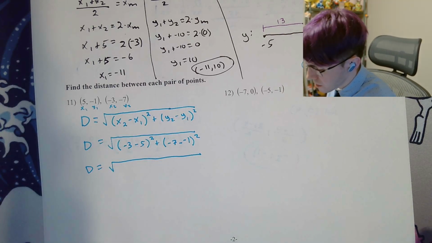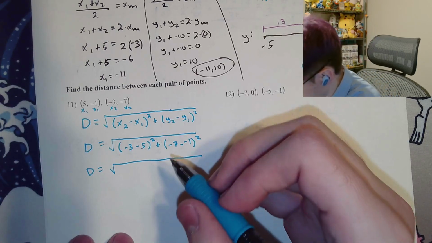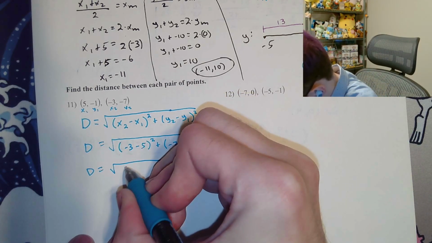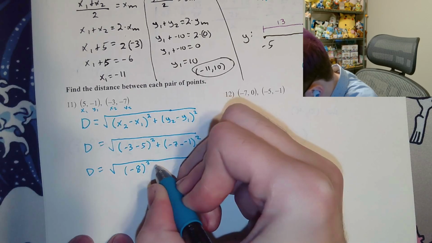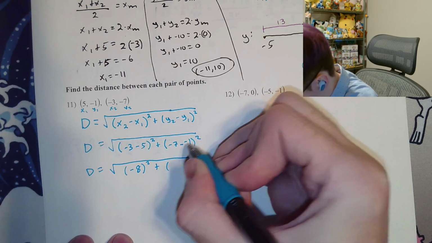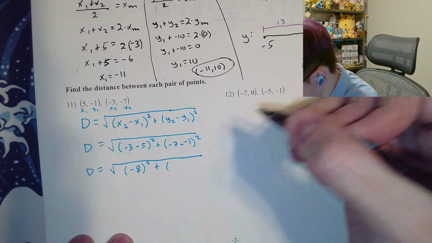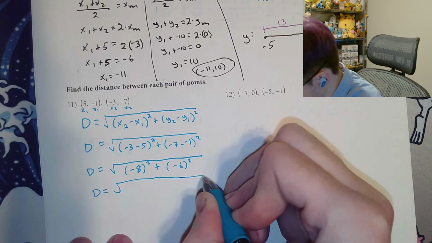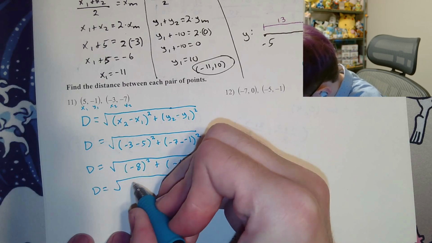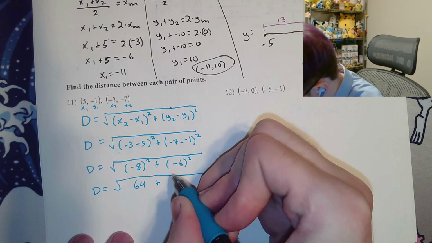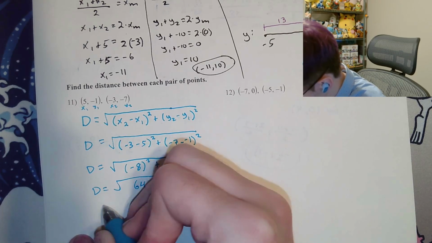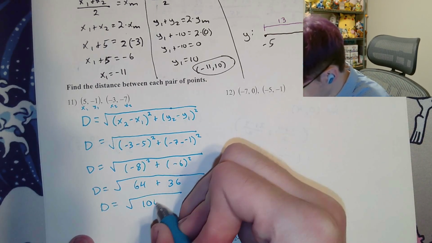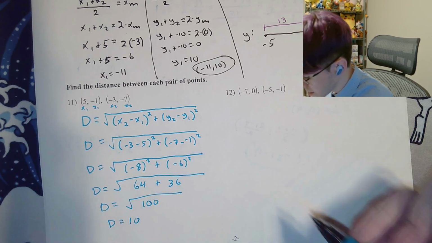So -3 minus 5, all that squared is going to be -8 squared, plus -7 plus 1, because -7 minus -1 is plus, -6 squared. Our distance there is going to be -8 squared is 64. Positive -6 squared there is 36. And the 64 plus 36 is 100. And our distance is equal to 10.